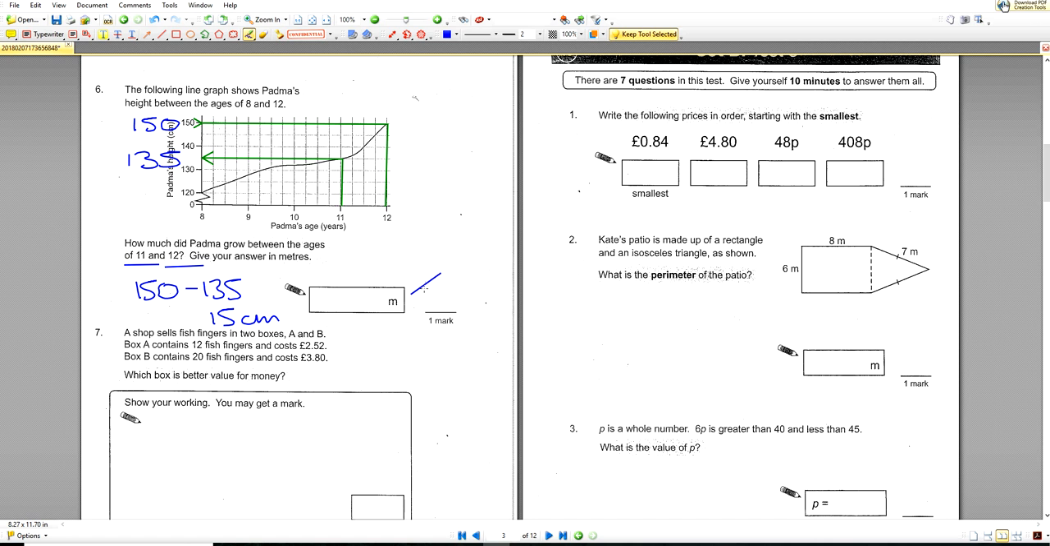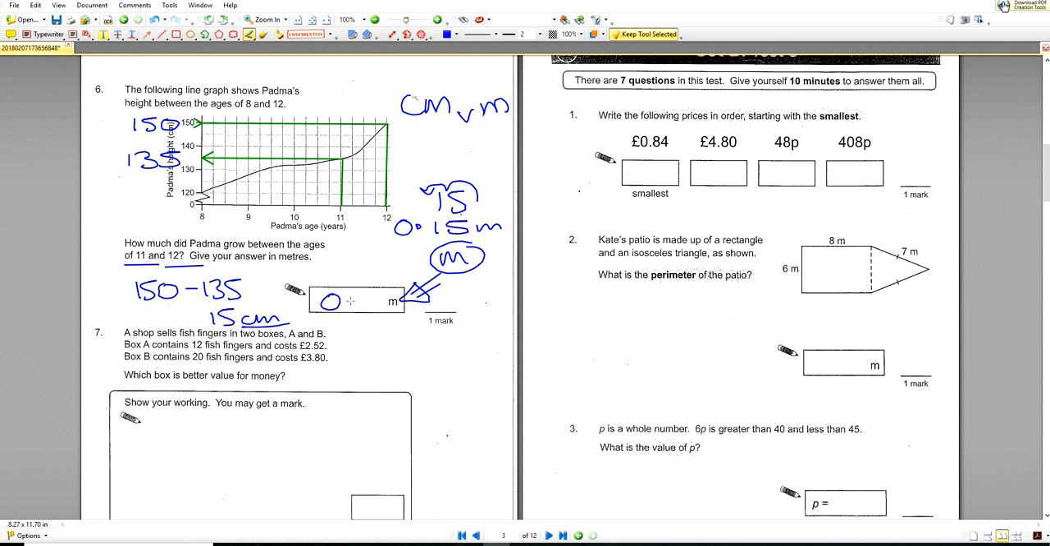Now be careful here. In the exam, they do this a lot. We are working in centimeters and they are working in meters. Centimeters versus meters, 2 different units. So now we've got to change the 15 centimeters into meters by dividing by 100. So that will give us 0.15 meters.